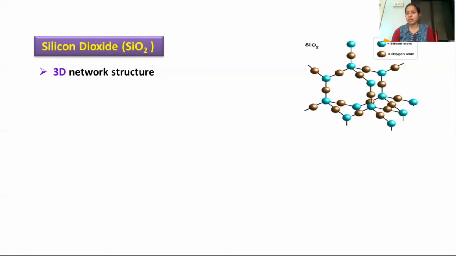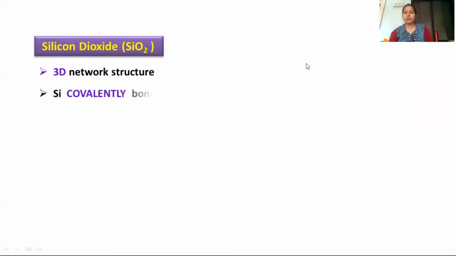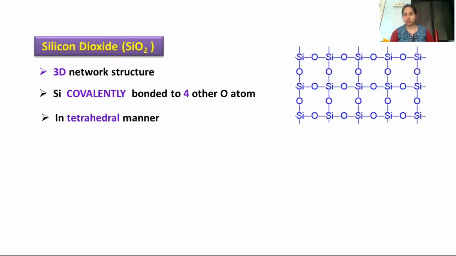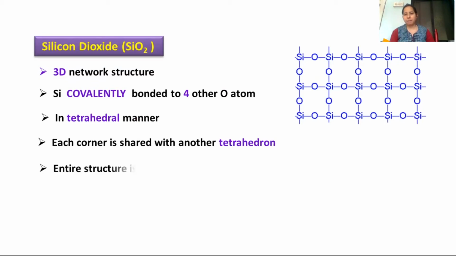This is what you can see, and you can see somewhat like a tetrahedral. It is almost representing a tetrahedral structure, similar to that of diamond. So we can say silicon over here is covalently bonded to 4 oxygen atoms. Because silicon is covalently bonded to 4 oxygen atoms, we say silicon over here has sp3 hybridization, and they are bonded to each other in a tetrahedral manner.